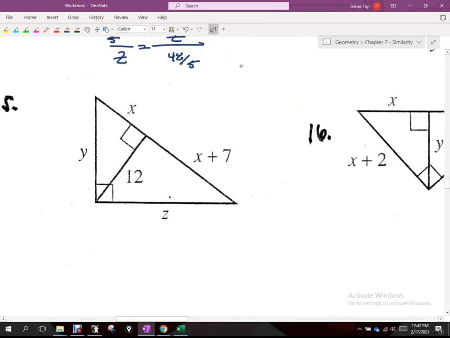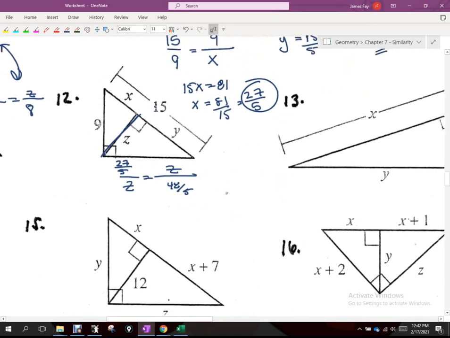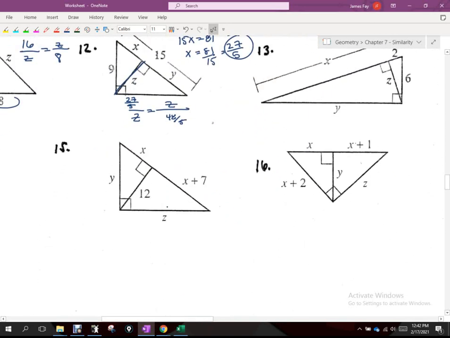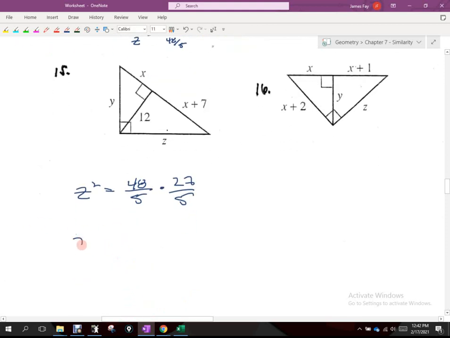Now the algebra there, I think, can probably be kind of messy, solving for z. So we get z squared is equal to 48/5 times 27/5, right? What's 5 times 5? 25. Now I'm going to write the bottom as that. I'm going to leave the top alone.